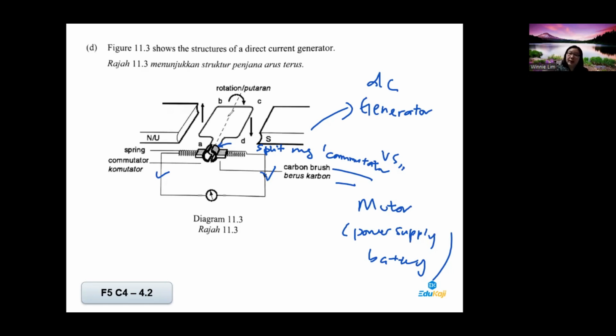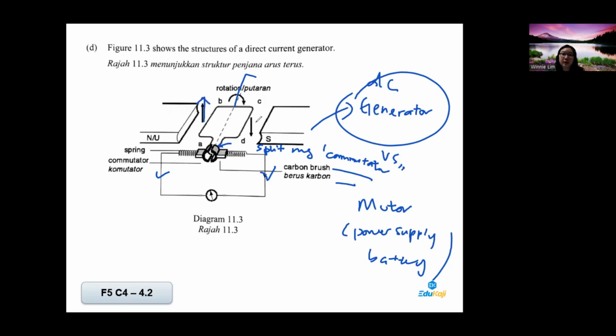So where do we see the ideal generator? It is in the power plant, right? For example, in a hydropower plant, water will fall and turn the turbine. The turbine will connect to this generator, so you will have the axle to turn this coil. Then current is generated. So when you explain the working principle, you must focus on how you rotate it clockwise.